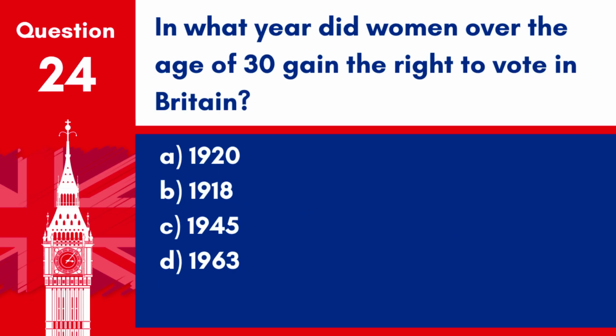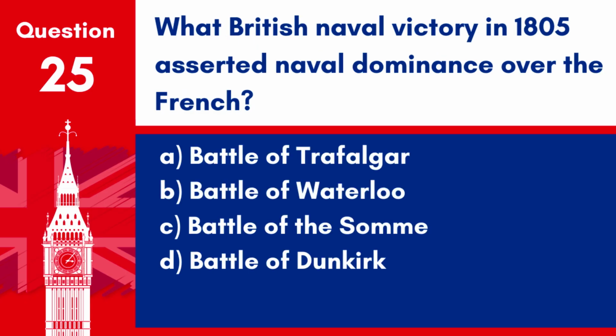Question 24. In what year did women over the age of 30 gain the right to vote in Britain? A. 1920. B. 1918. C. 1945. D. 1963. Answer: B. 1918. Women over the age of 30 gained the right to vote in 1918, following significant efforts by suffragette movements.